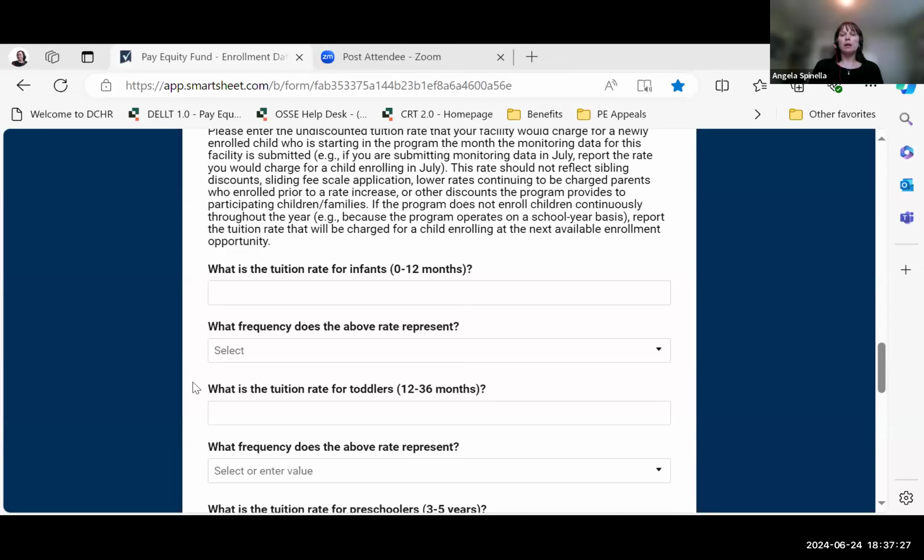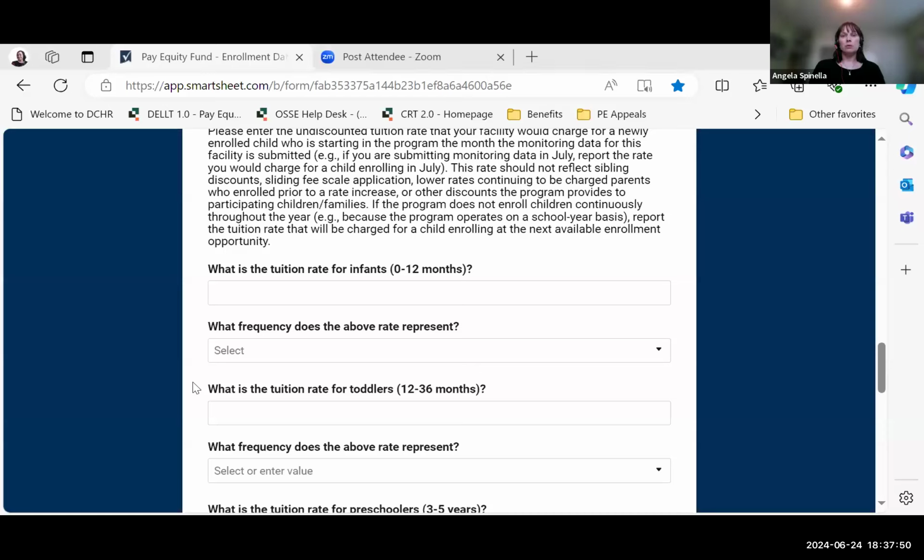This rate would not and should not reflect sibling discounts, sliding fee scale application, lower rates continuing to be charged to parents who enrolled prior to a rate increase, or other discounts the program provides to participating children and families.